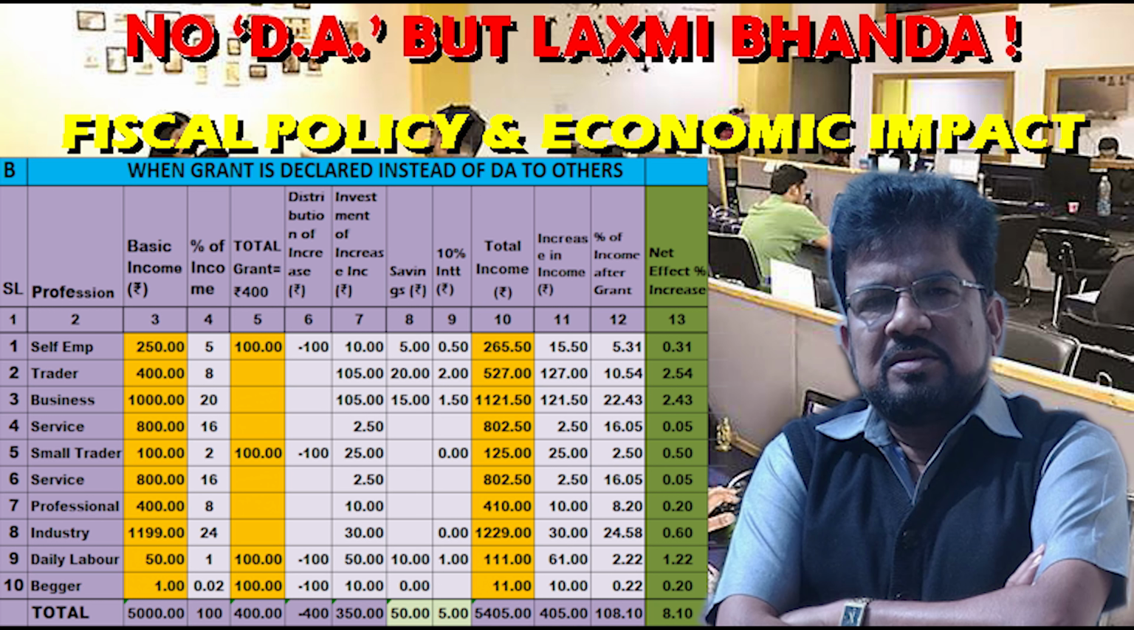Now you observe the effect. The increase in income is given in column 11, percentage income is given in column 12 and net effect is given in column 13. That is, the net effect: the self-employment income increases 0.31. Similarly trader 2.54, businessman 2.43, service holder 0.05, small traders 0.50, serviceman 0.05, professional 0.20, industrialist 0.60, daily labor 1.22 and beggar 0.20.